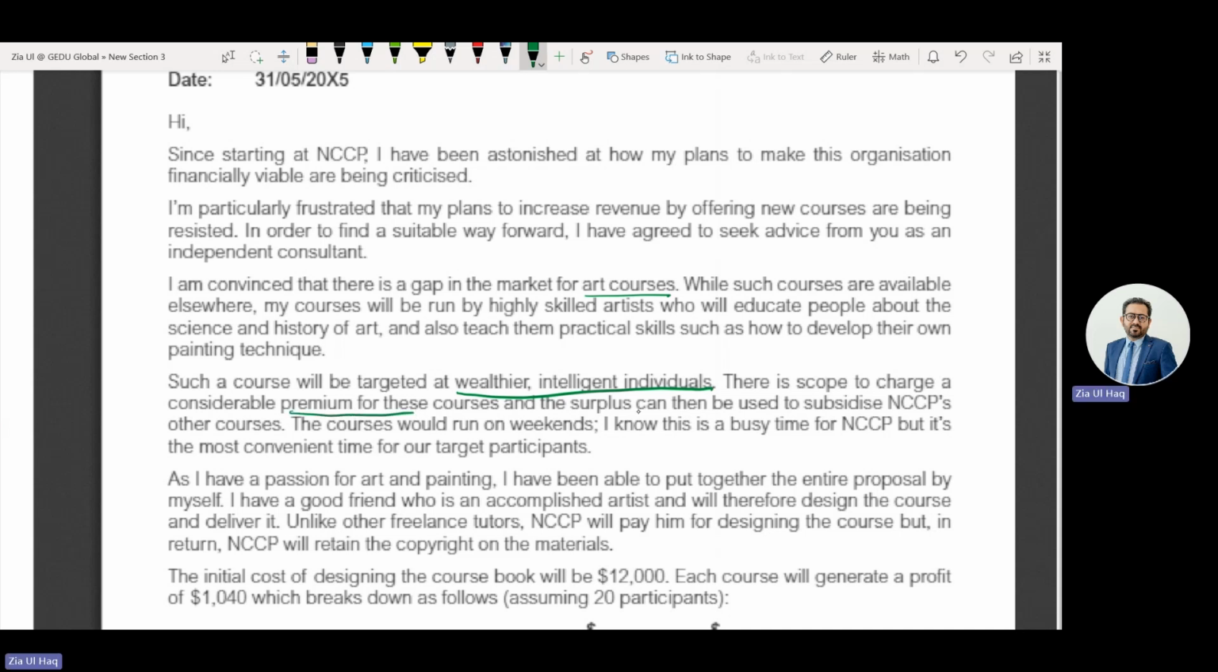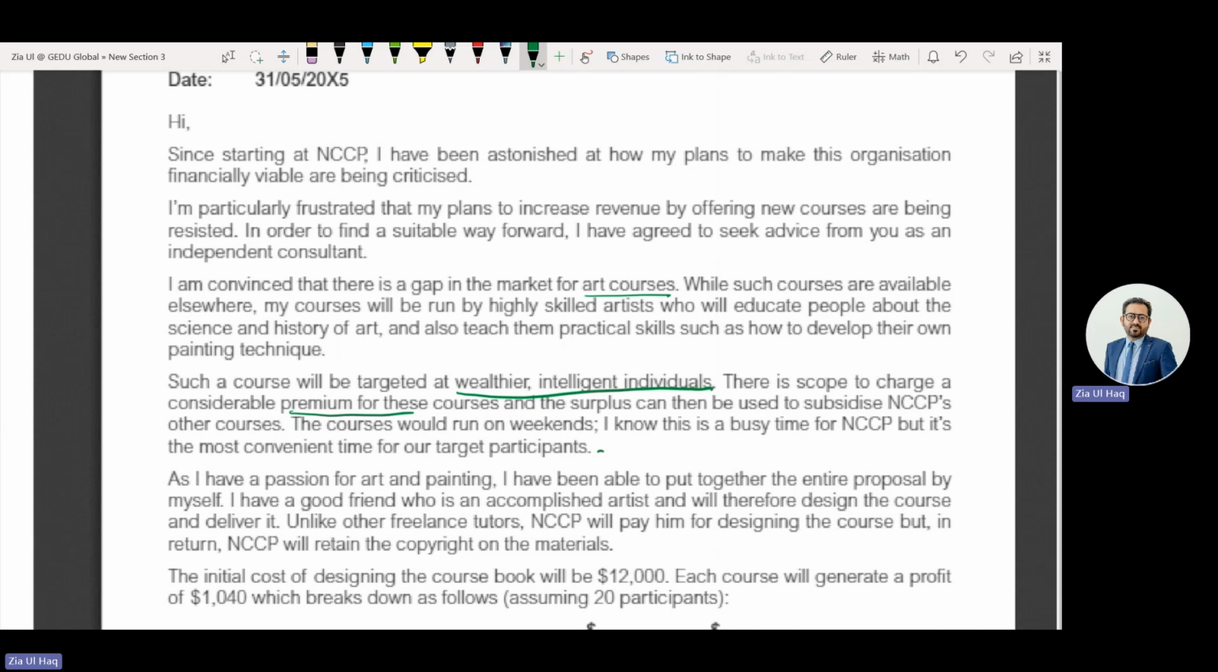And the surplus can then be used to subsidize NCCP's other courses. The course would run on weekends. I know this is a busy time for NCCP, but it's the most convenient time for our target participants, because whatever courses the company is offering, normally job holders attend these courses.